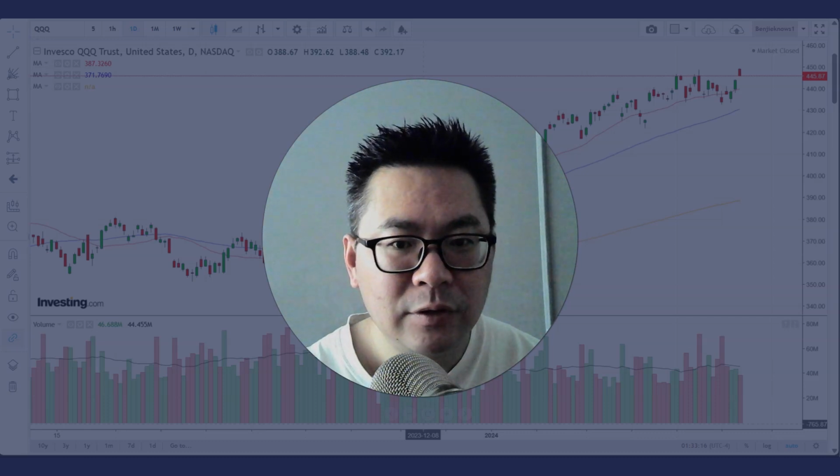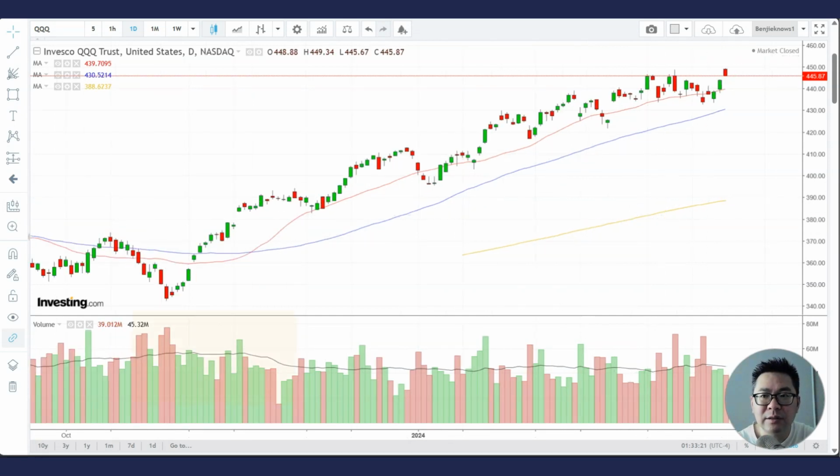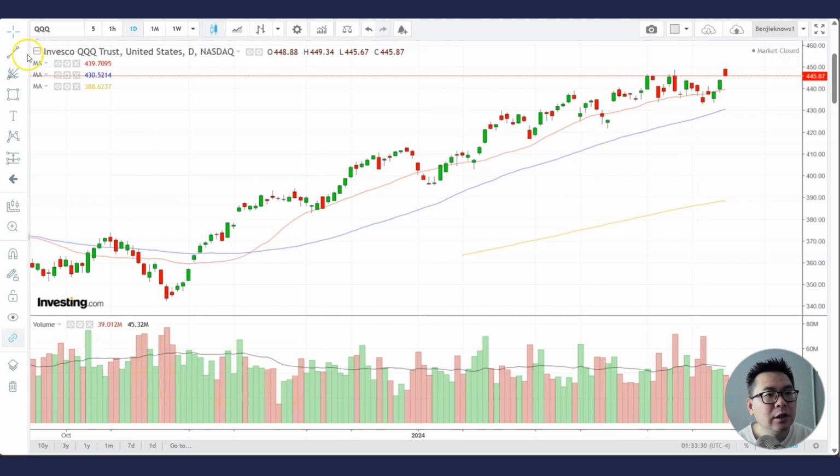Without further ado, let's switch to the daily chart. Let's start with the QQQs, which represent the Nasdaq. As you can see, the Qs are in an uptrend, and when it's in an uptrend, you want to continue to be bullish on it.